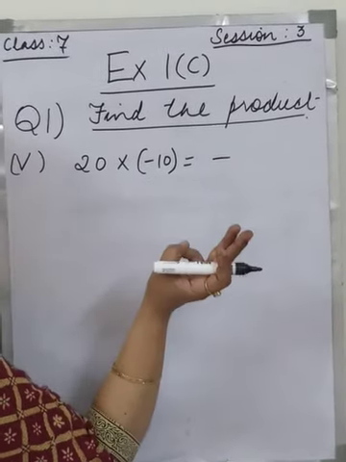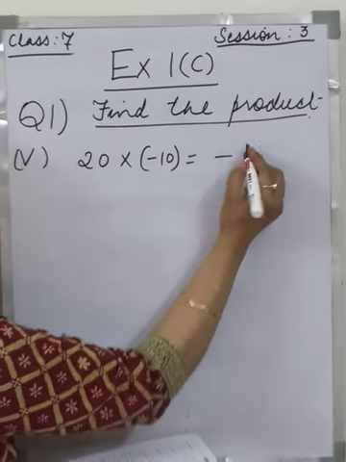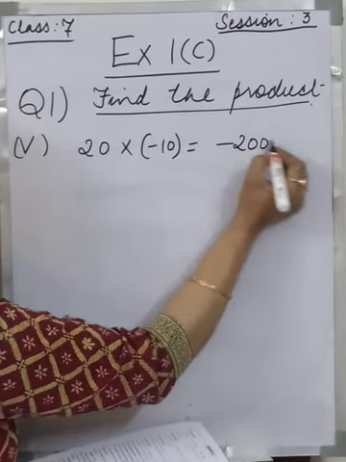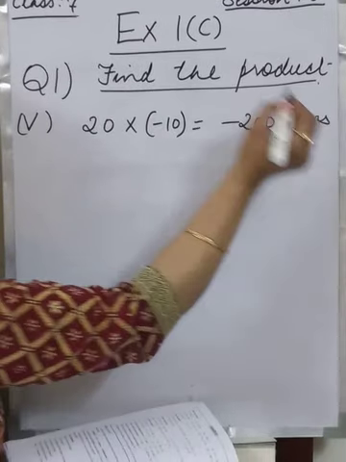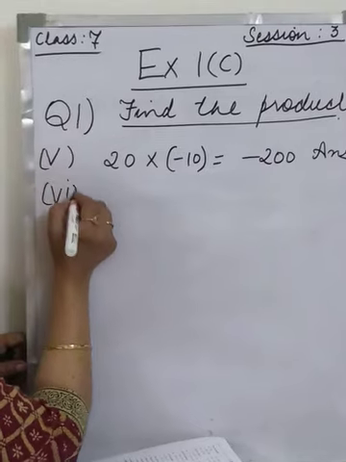Now the second step is we multiply the constants. So 20 into 10 will give you 200. This way we write the answer. I discuss the next part of it.